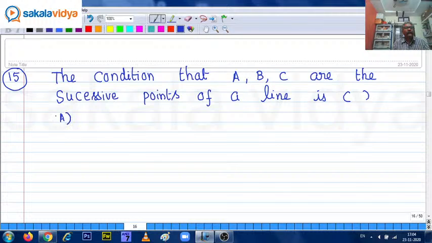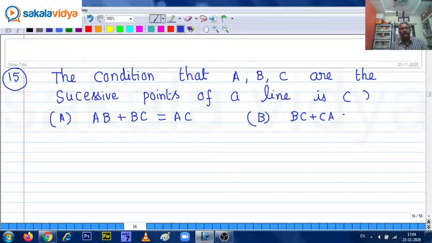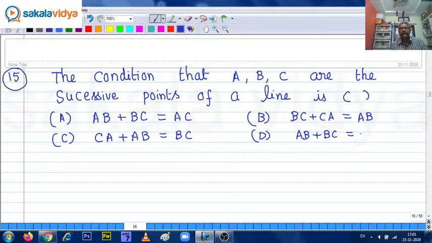Option A, AB plus BC equals AC. B, BC plus CA equals AB. C, CA plus AB equals BC. D, AB plus BC equals 2AC.